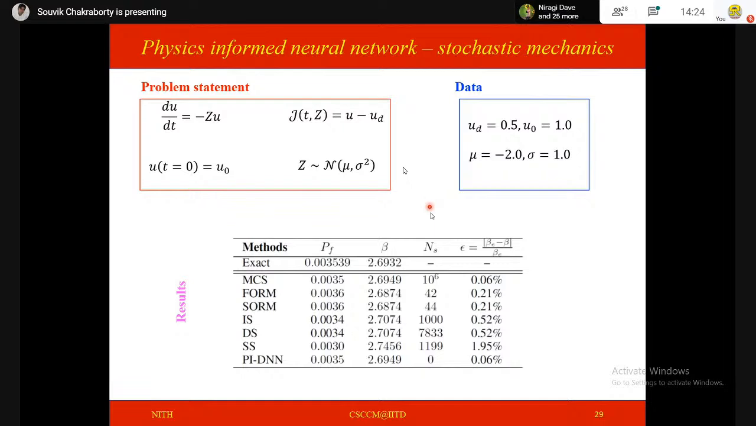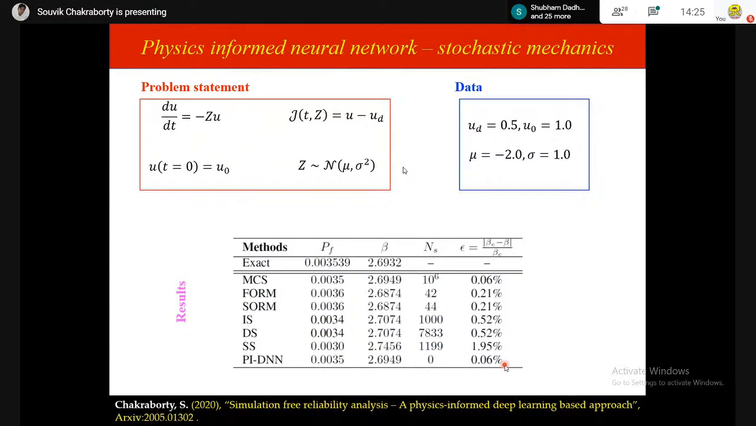So you don't need to run the solver even once. So from zero function evaluation, it is giving you a highly accurate result, as accurate as the MCS, which is the benchmark. Other methods, FORM, SORM, importance sampling. So all these are benchmark methods in the literature, which are well established, and all of these are giving good results, but not the best result. The best result is given by PIDNN, both in terms of efficiency, because no function evaluation, and accuracy, because of the minimum error.